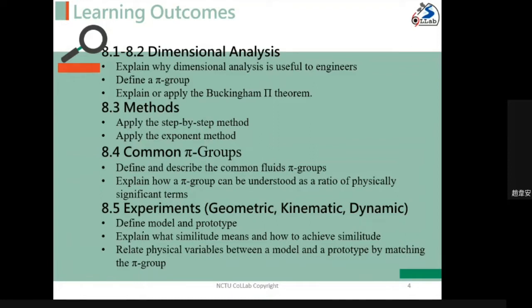relating them to their physical phenomena. And as I mentioned, the most important thing in this chapter is that if we would like to predict physical phenomena in a real case by model testing, we need to satisfy the geometric, kinematic, and dynamic similitude.